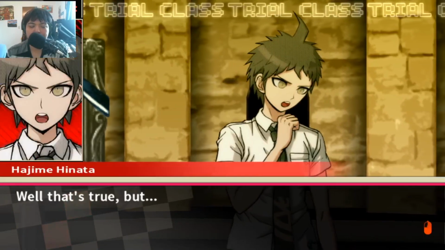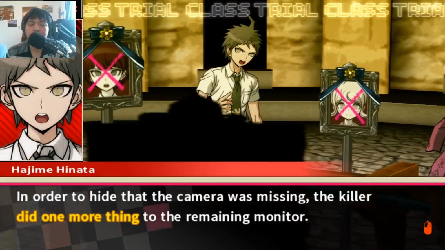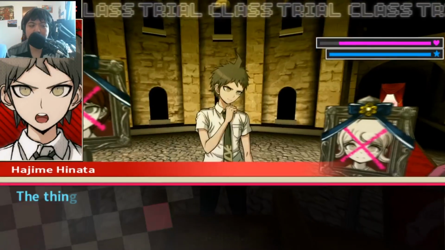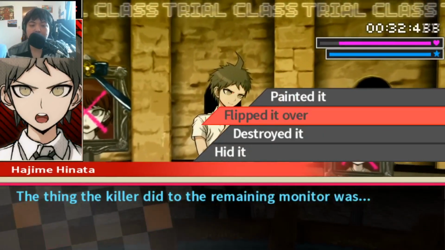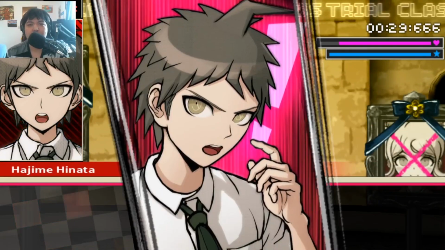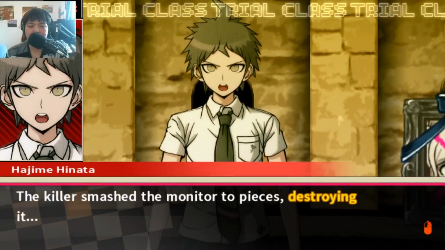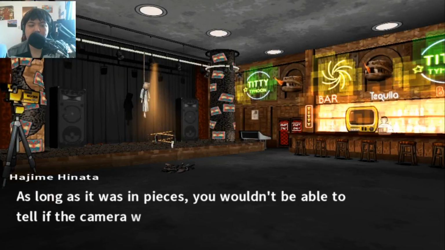Well, that's true, but in order to hide that the camera was missing, the killer did one more thing to the remaining monitor. By destroying it? The thing the killer did to the remaining monitor was destroy it. I see! That's why there were monitor pieces on the floor. The killer smashed the monitor to pieces. As long as it was in pieces, you wouldn't be able to tell if the camera was actually there or not. Yeah, that might be it.